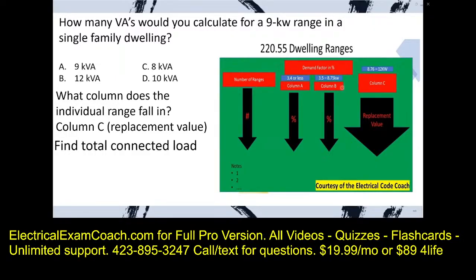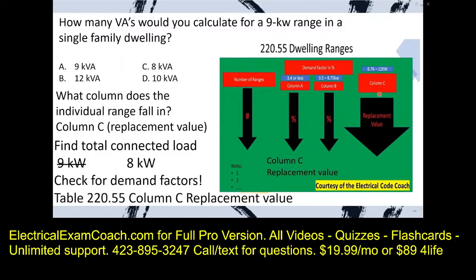Then we're going to cross all the way back over to column C and find that our replacement value is 8 kW. Then, just to stay in practice, I want you to always be familiar with checking for demand factors. But in this case, in table 220.55, column C is a replacement value. It is not a multiplier, so we're just going to select C. Great job.